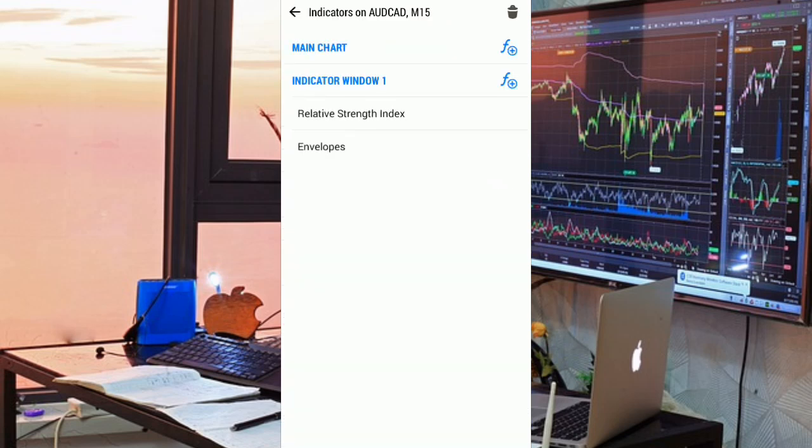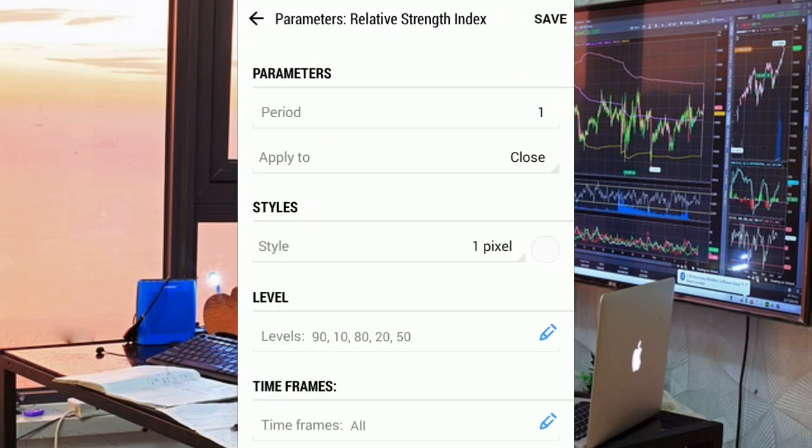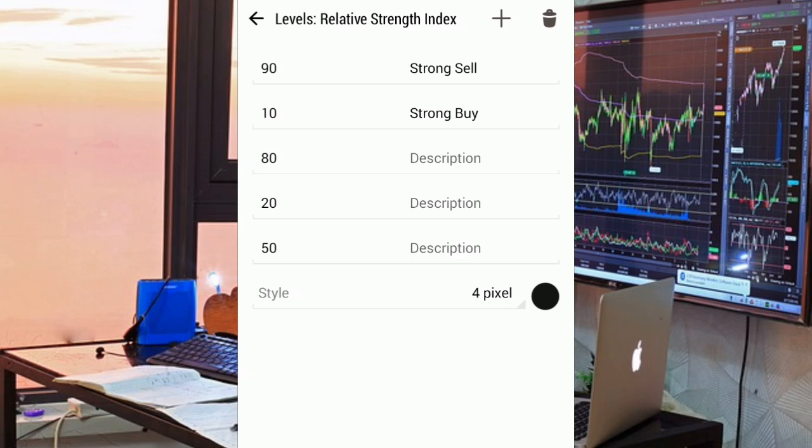So when you get there, the first thing we are going to do is to come to the main chart. On the main chart, we're just going to look for relative strength index. Period 1, apply to close. That style is not important. Then for the levels, I said you click that pencil, and then we've got 90, 10, 80, 20, 50.